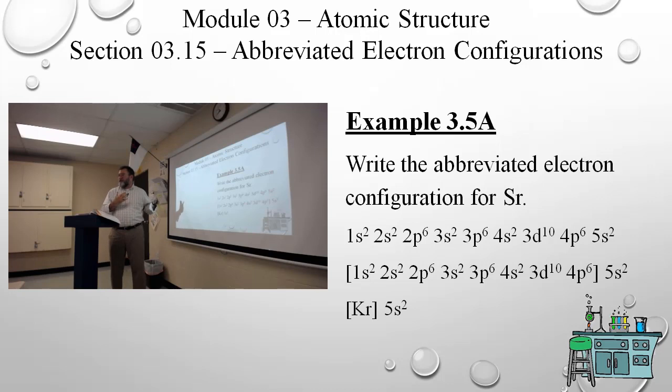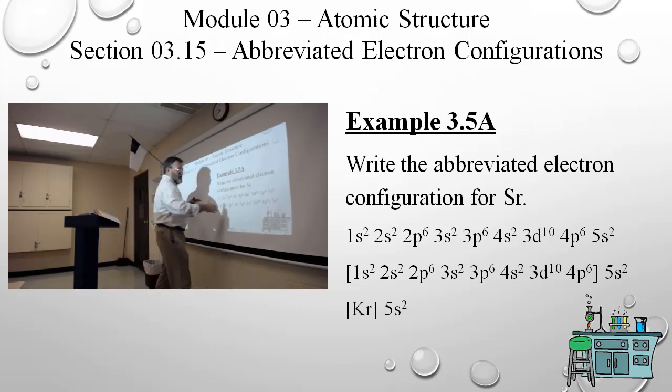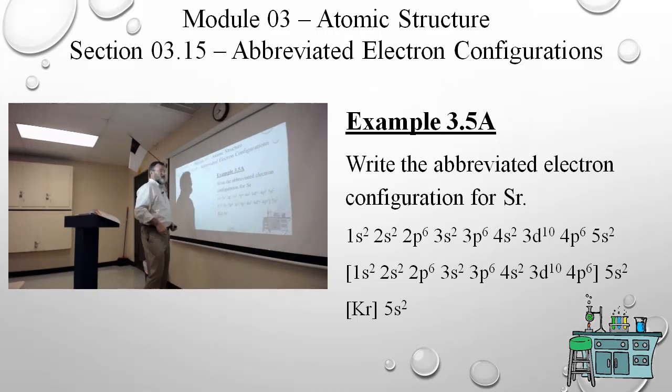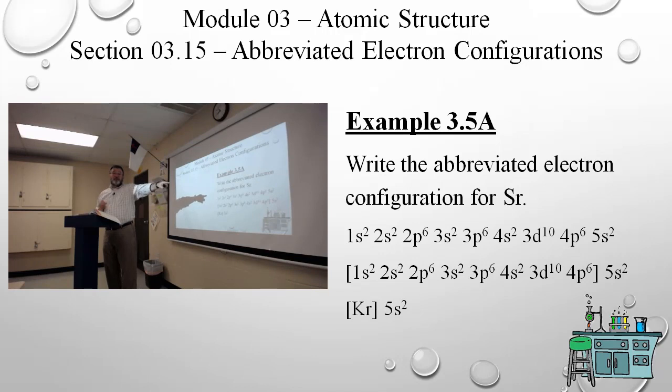And then just go from there. Krypton, the noble gas, has from a 1s2 all the way up through a 4p6 electron configuration. If I replace that with krypton, then all I have to do is show what I needed to build up from there, my 5s2. And I'm done.